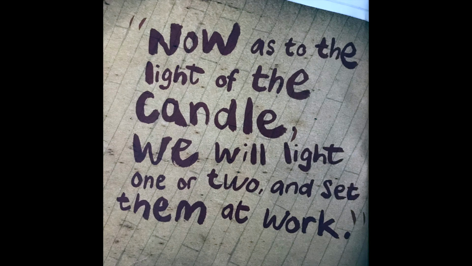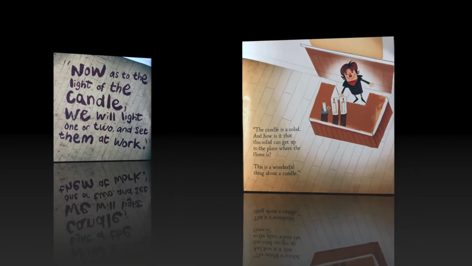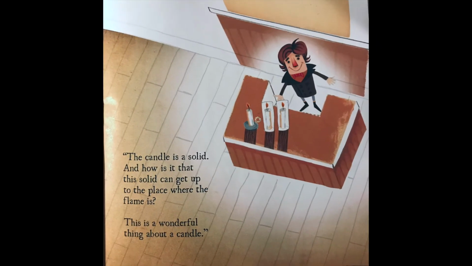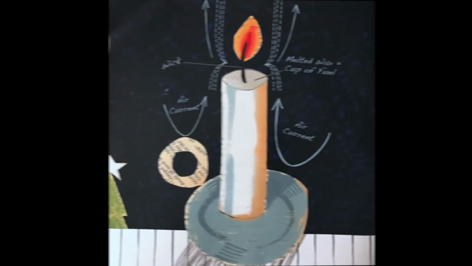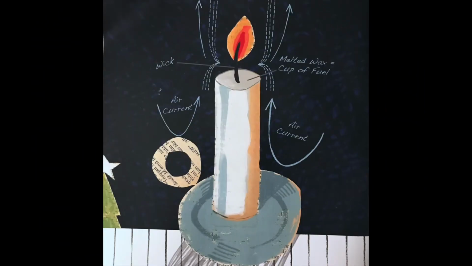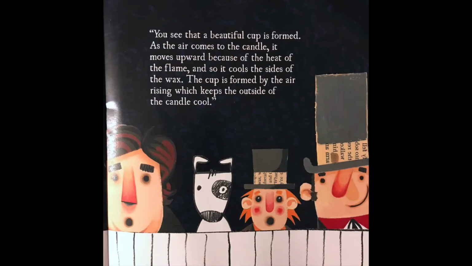Now, as to the light of the candle, we will light 1 or 2 and set them at work. The candle is a solid, and how is it that this solid can get up to the place where the flame is? This is a wonderful thing about a candle. Wick, melted wax equals cup of fuel, air current, air current. You see that a beautiful cup is formed. As the air comes to the candle, it moves upward because of the heat of the flame, and so it cools the sides of the wax. The cup is formed by the air rising, which keeps the outside of the candle cool.